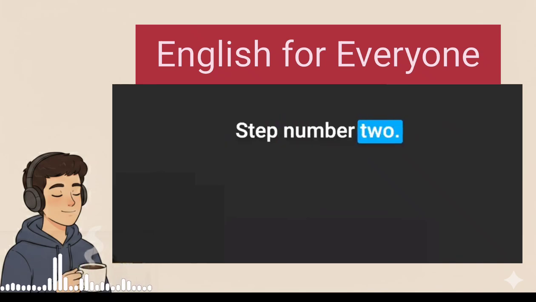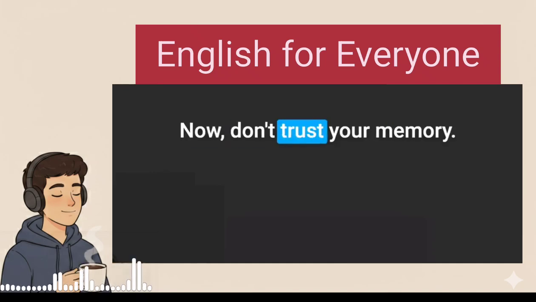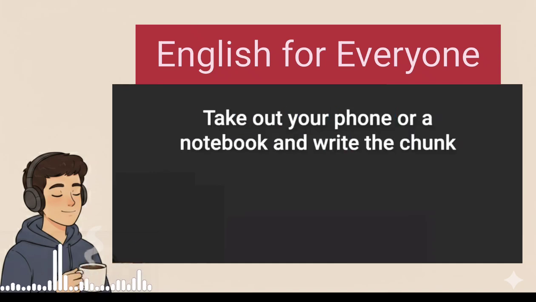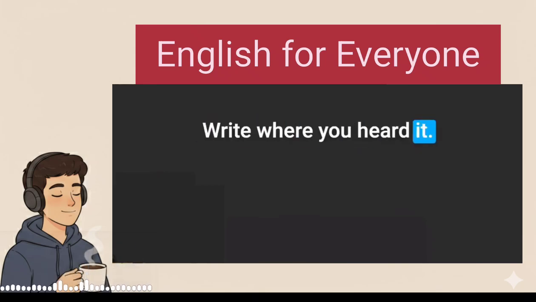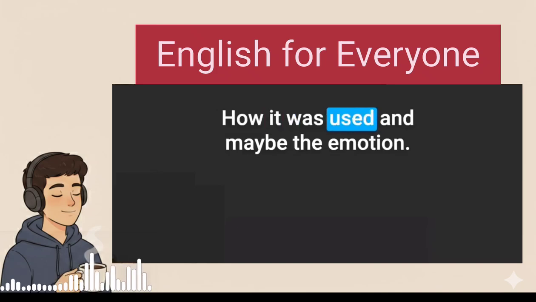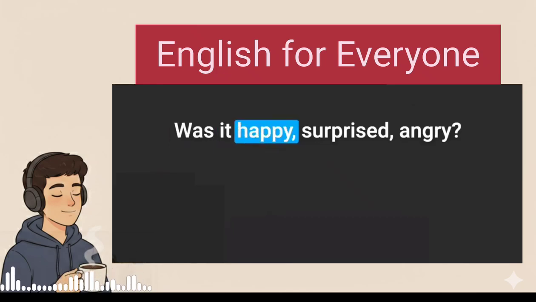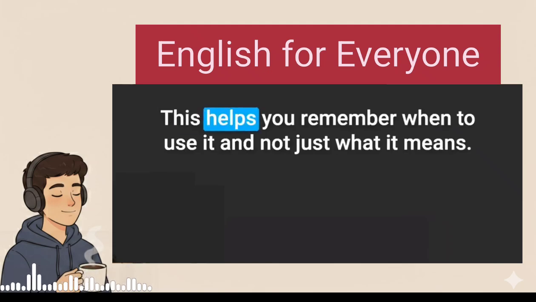Step number 2. Write them down. Now, don't trust your memory. Take out your phone or a notebook and write the chunk down. Not just the words. Write where you heard it, how it was used, and maybe the emotion. Was it happy? Surprised? Angry? This helps you remember when to use it and not just what it means.